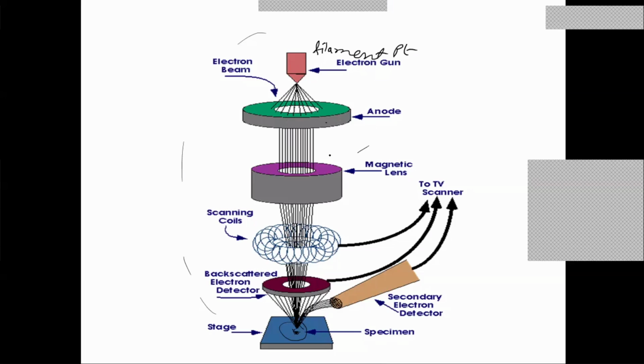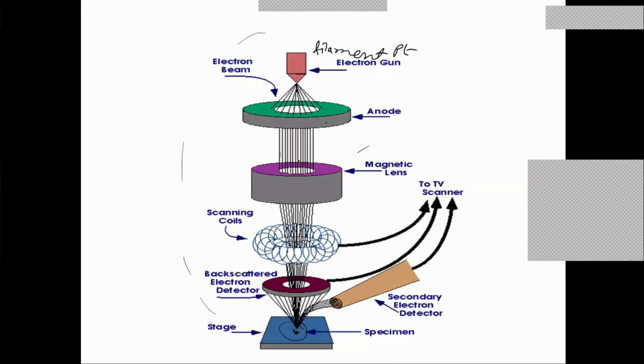After the anode, there is a magnetic lens. Now, the role of the magnetic lens is important, right? The main function of the magnetic lens is to converge the beam of electrons. Up to here, you see, the electron beam was spreading, right?